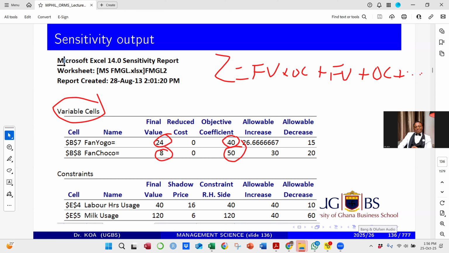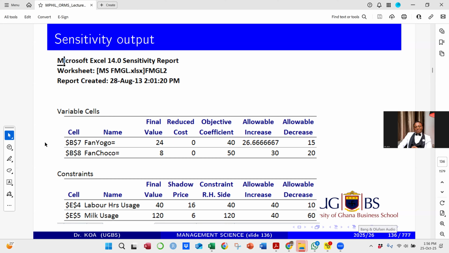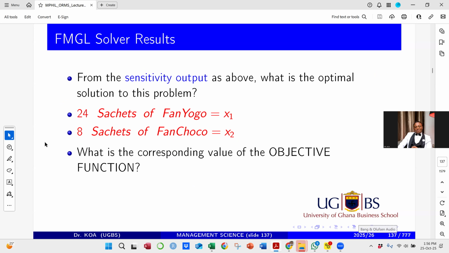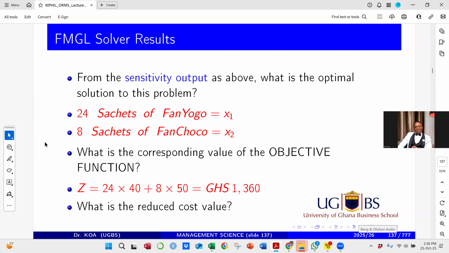The next question. It says, what is the reduced cost value? Write these questions down. I don't know how many times I will tell people that you should always write these things down. What is the reduced cost value?